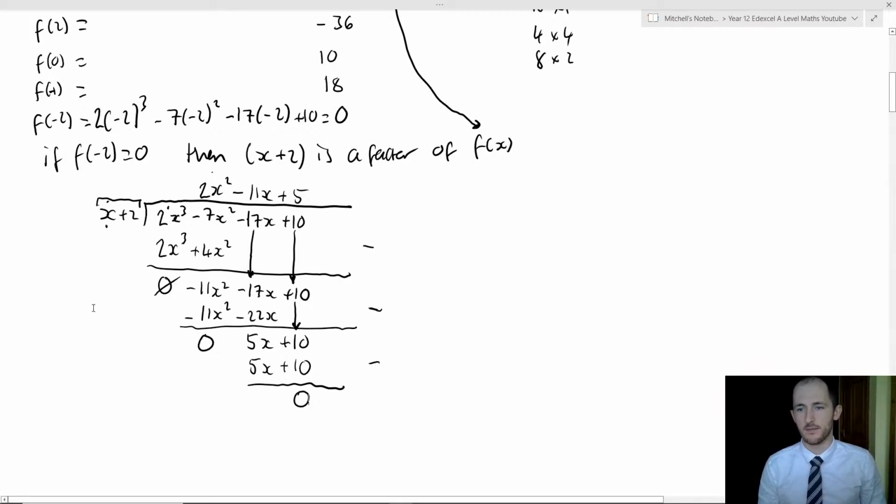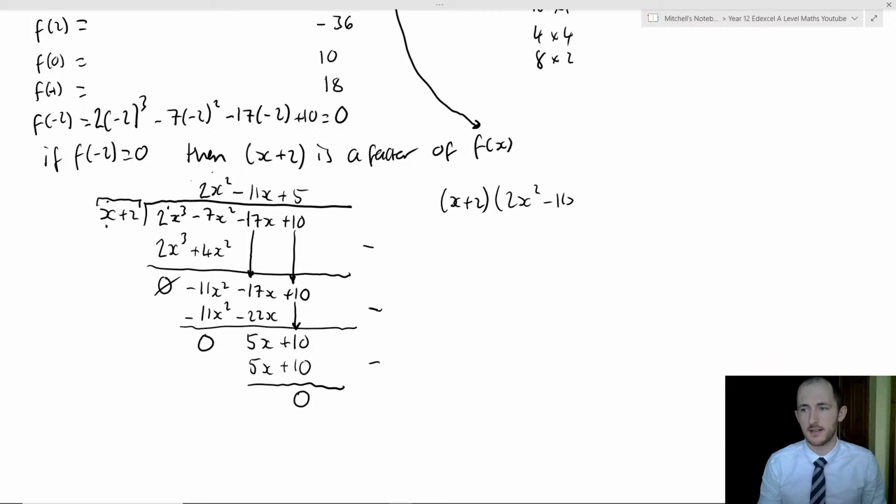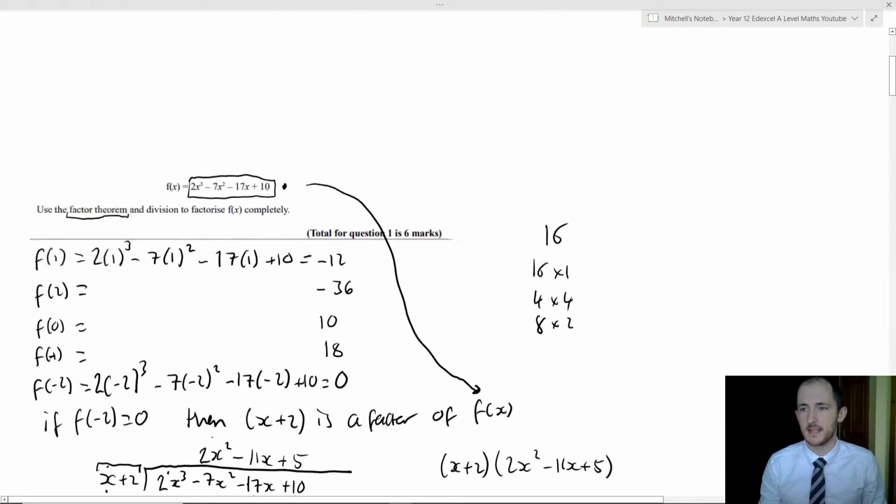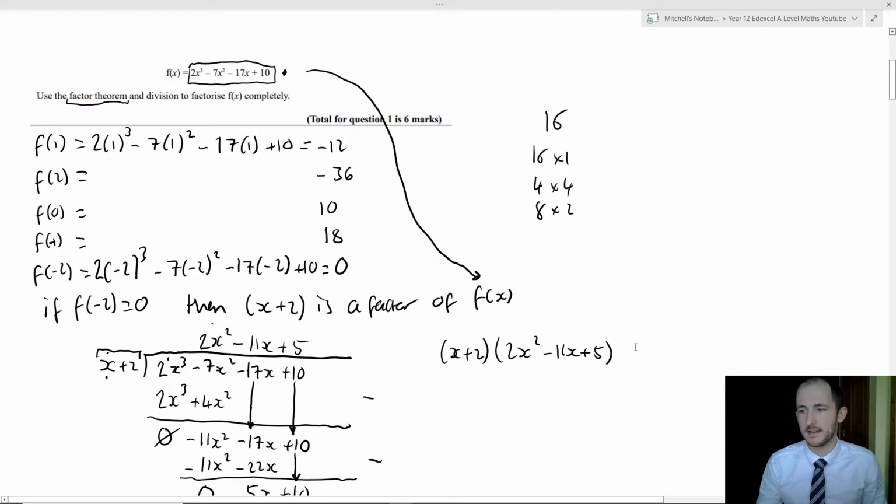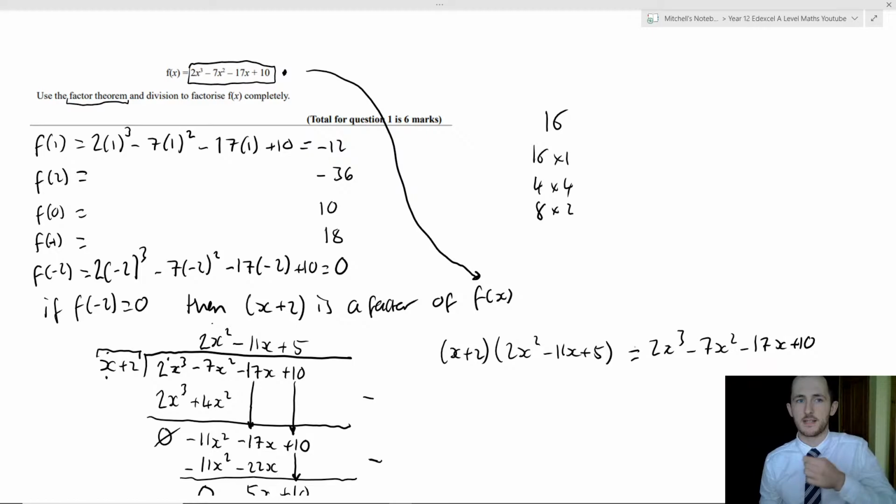Okay? So what was the point of all of this? Well, in regular long division, the thing on top of the bus stop is our answer, which in this case is exactly true. So our value now is, you write the divisor in a bracket, x plus 2, and then 2x squared minus 11x plus 5. And you should notice that this will equal, if we were to expand it again, 2x cubed minus 7x squared minus 17x plus 10. It's the same thing on both sides of the expression. So this is correct. We're doing this well so far.